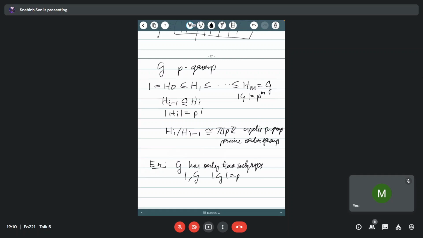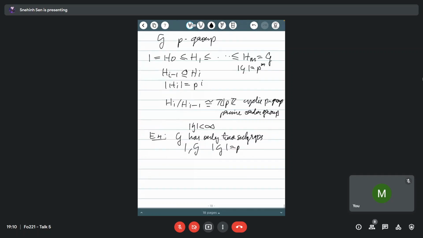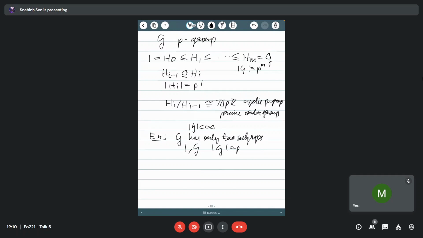But let's just deal with G finite for that matter. But I think it's also true for infinite. Yeah, of course it's true for infinite. You just prove it for finite. That's more than enough. So these are the simplest groups, in the sense of the easiest to study groups, just two subgroups.